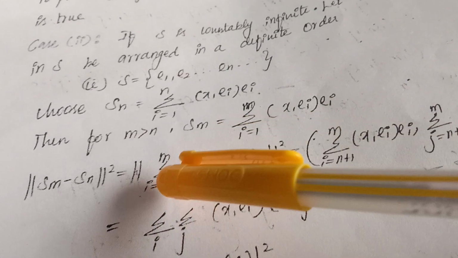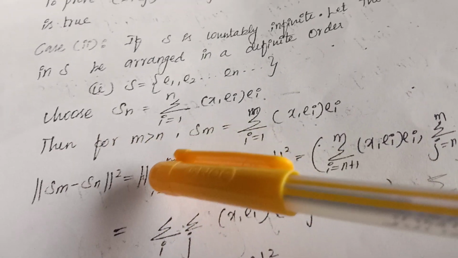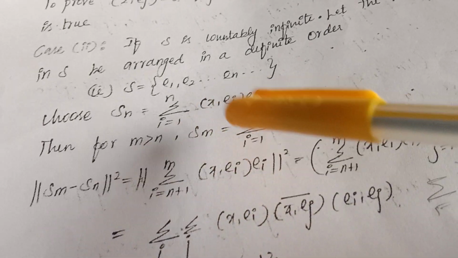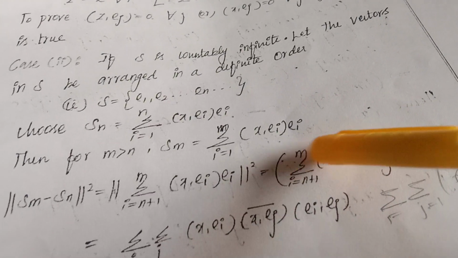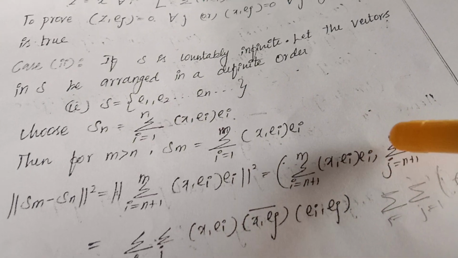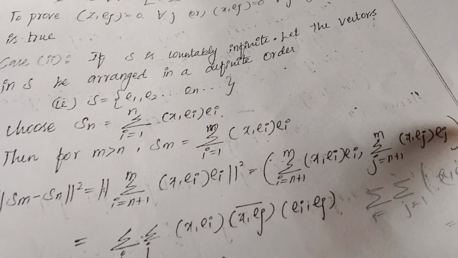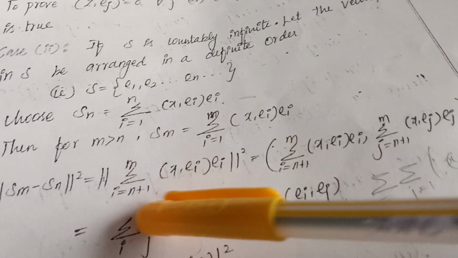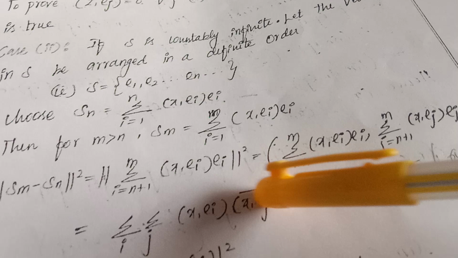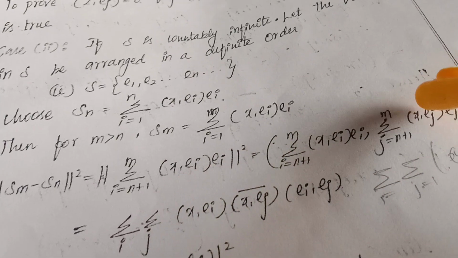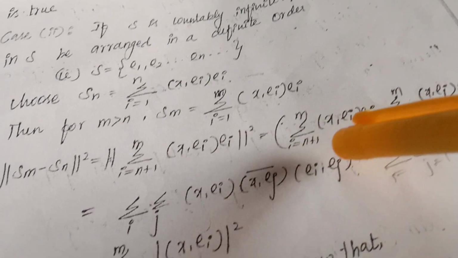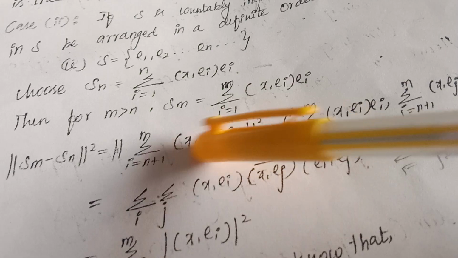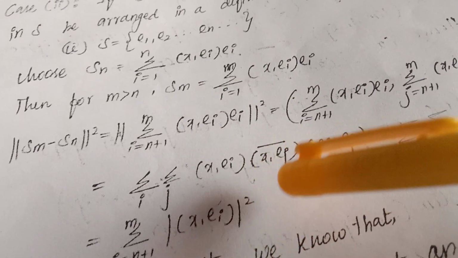This term can be written with m minus n terms, i equal to n plus 1 to m, of ⟨x, e_i⟩ e_i, the whole square. So it becomes the inner product of the summation i equal to n plus 1 to m of ⟨x, e_i⟩ e_i with the summation j equal to n plus 1 to m of ⟨x, e_j⟩ e_j. If we take the summation out, we get ⟨x, e_i⟩ times the conjugate of ⟨x, e_j⟩, the conjugate being taken from the second form. So ⟨e_i, e_j⟩ equal to 1, and it will be the summation of the norm of ⟨x, e_i⟩ the whole square.